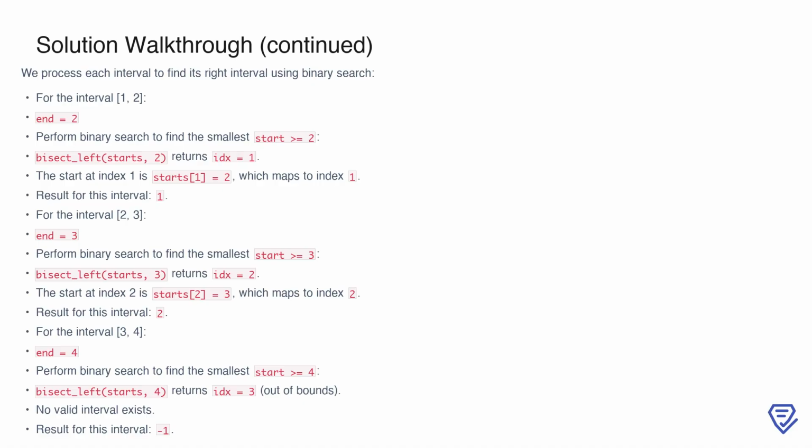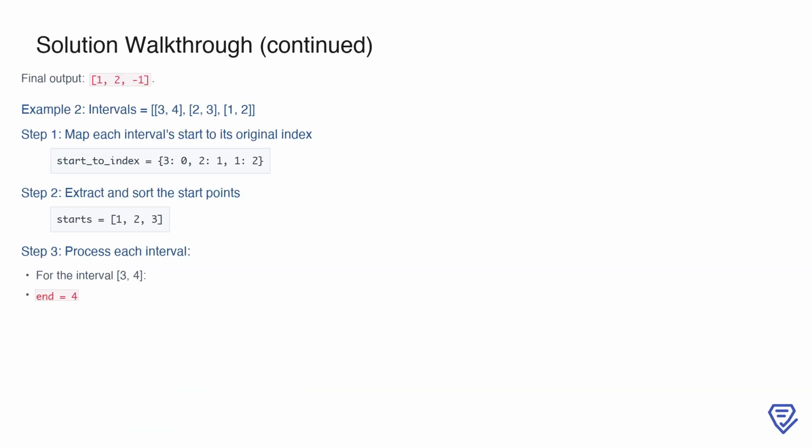Finally, for the interval [3,4], its ending point is 4. Using binary search, we attempt to find a starting point greater than or equal to 4, but bisect_left returns the index 3, which is out of bounds. This means no valid interval exists, so the result for this interval is -1. The final result for the first example is [1, 2, -1].